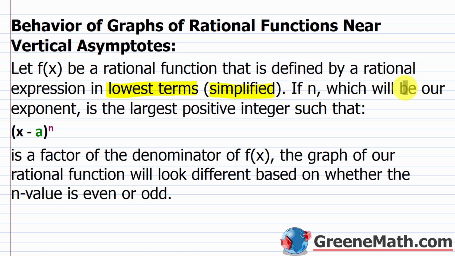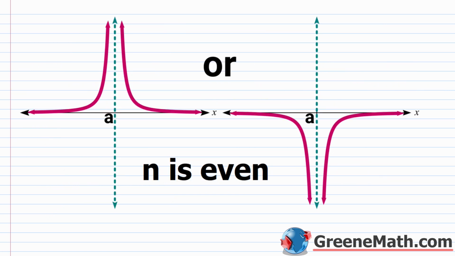So if n, which will be our exponent, is the largest positive integer such that you have this x minus a, a quantity raised to the nth power, that is going to be a factor of the denominator of your f of x. So the graph of our rational function will look different based on whether the n value is even or odd. And we've actually seen this already, because if you think about something like f of x equals 1 over x squared, it looks like this guy on the left. And if you went to Desmos and typed in f of x equals negative 1 over x squared, you're going to get what looks like this guy on the right.